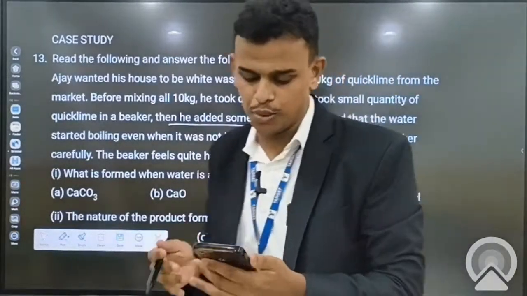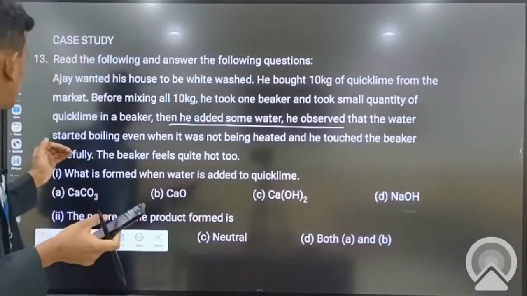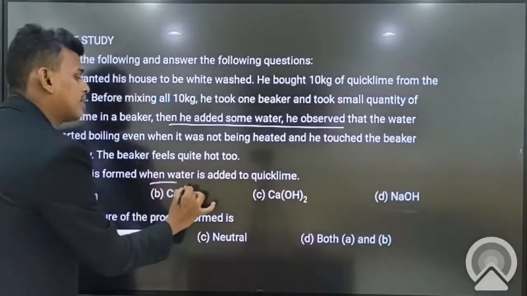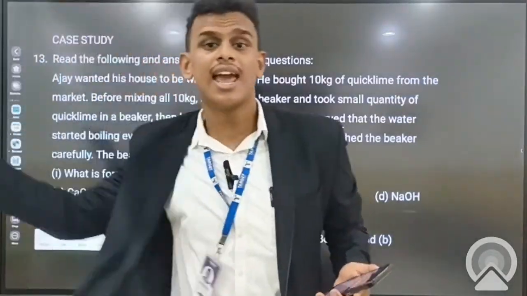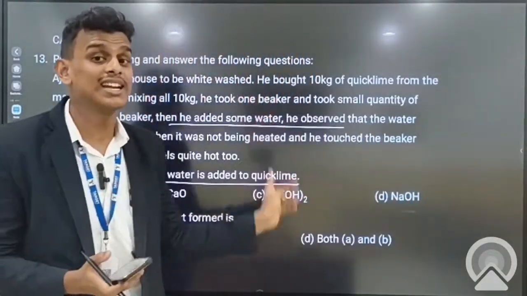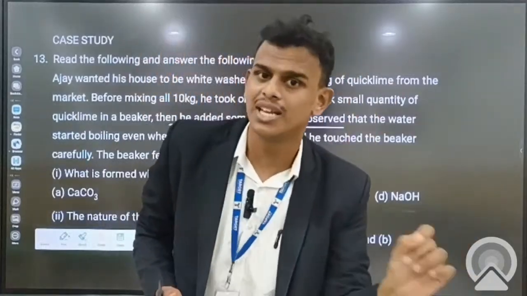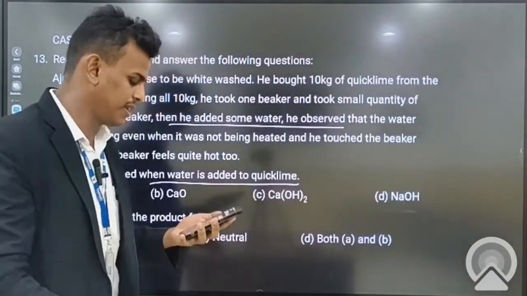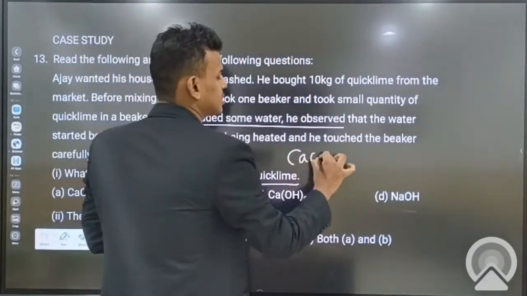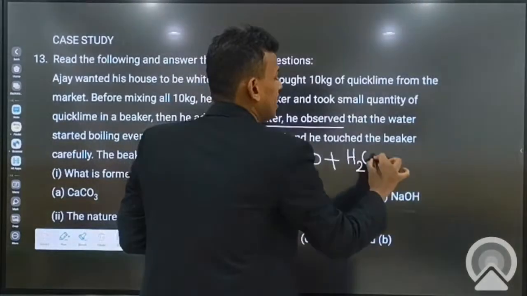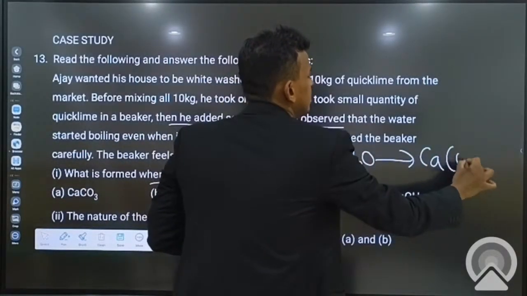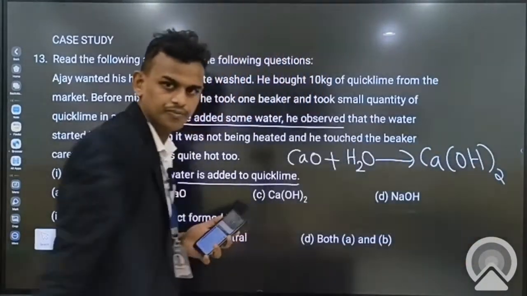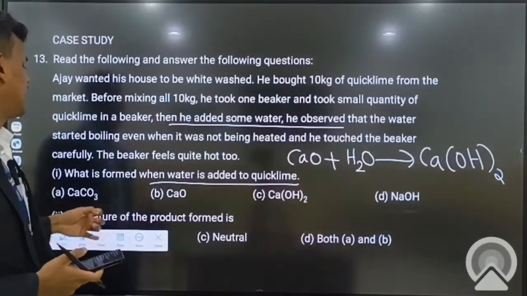Okay, anyway, I'm going to the question. What is formed when water is added to quicklime? This is a famous reaction in the textbook, where you can see this reaction at the starting of combination reactions. Some experiment is there. What happened? Calcium oxide reacts with the water, forming calcium hydroxide, Ca(OH)2. Clear? Now the nature of the product.